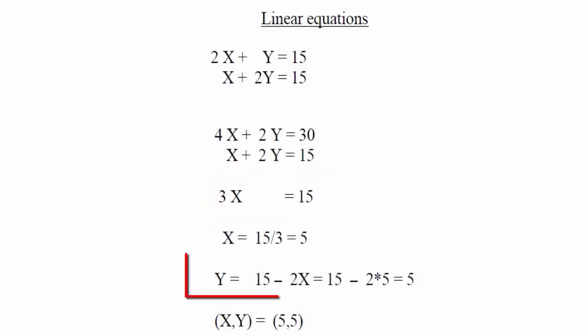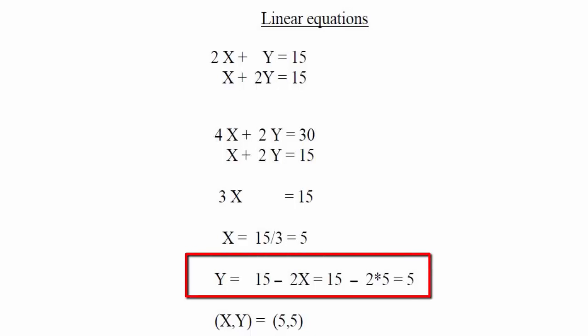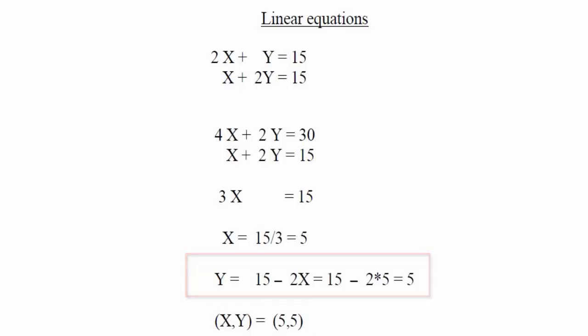We plug x equals 5 back into any of the equations, and we'll plug it back into the first equation. 2x is 10. Y equals 15 minus 10. Y equals 5. We can now plug that back into any of the equations. So we get the second equation, x plus 2 times 5 equals 15, or x plus 10 equals 15, x equals 5.